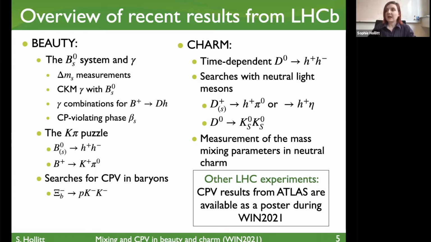And then in terms of charm, I have quite a few things to tell you about. We've got some time-dependent CP violation measurements. We've got some searches for CP violation in decays with neutral light mesons. And we've also got something exciting today about some of the mass mixing parameters for the neutral D. Now, of course, I'm here to just present on LHCb today, but if you are interested in what's going on at the other LHC experiments, there are some CP violation results from ATLAS available as a poster during this workshop.